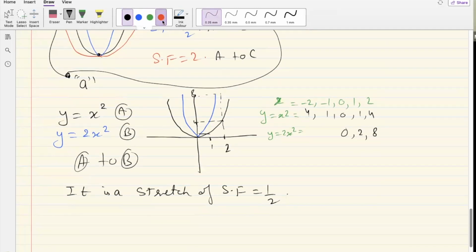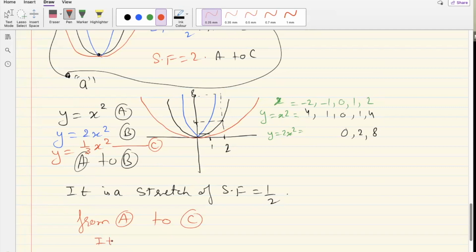If we introduce a new equation and say y is equal to 1/3 x squared, this is how the curve will look like. Let me name it C, from A to C. And remember, it is always a stretch, whatever the scale factor is. It is a stretch of scale factor 3. Does it make sense?